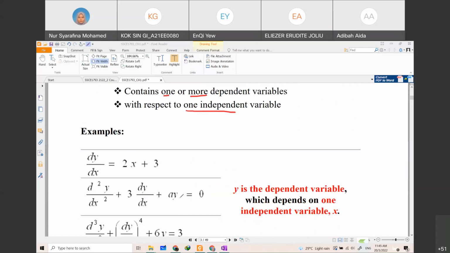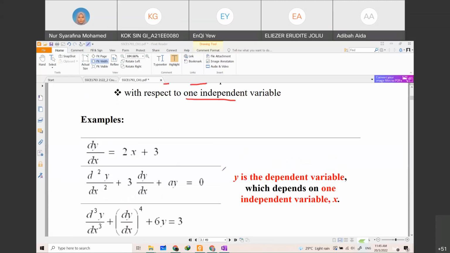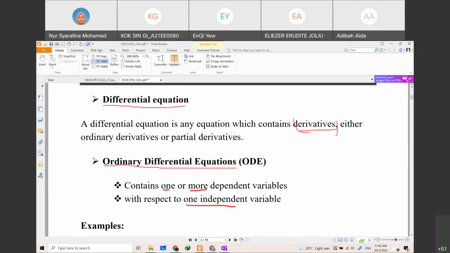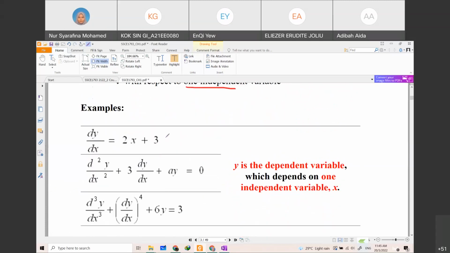As you can see from the examples here, we have dy/dx equals 2x plus 3. We have d squared y/dx squared plus 3 dy/dx plus ay equals 0. We have d cubed y/dx cubed plus (dy/dx) to the power of 4 plus 6y equals 3. So these are examples of what? Examples of differential equations. And then, how can we know whether these differential equations are ordinary or not?